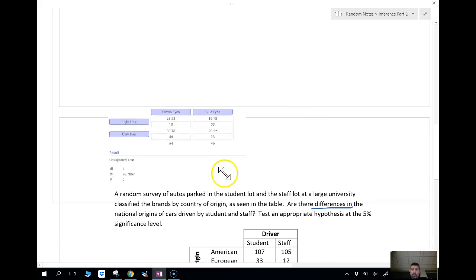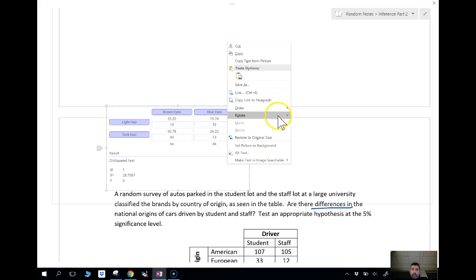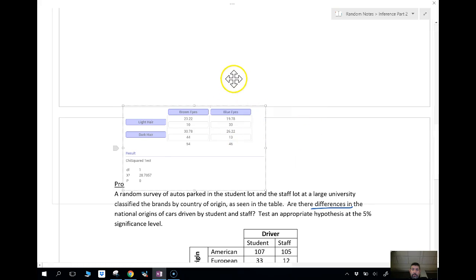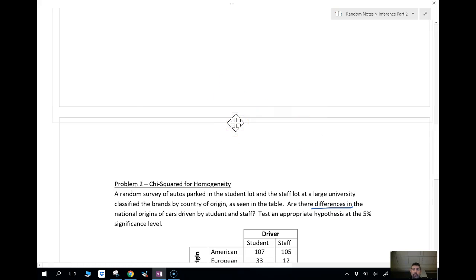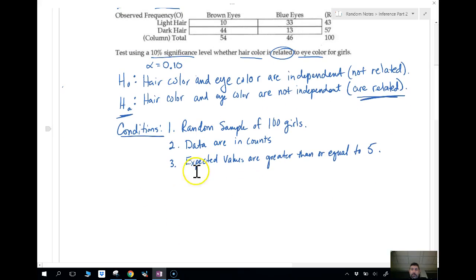Oh man, it's not letting me. Delete. Okay, so we'll just go back up there and see what it does.